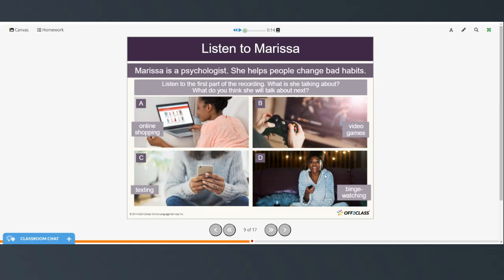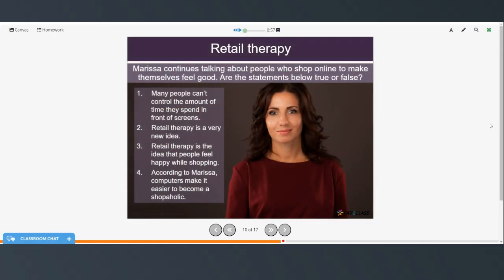All right, so what is she talking about? She's talking about screen time. And what do you think she will talk about next? Well, she might start talking about any of these topics, maybe in more detail. Okay, Marissa continues talking about people who shop online to make themselves feel good. And so then we'll look at these statements after we listen and decide if they're true or false.